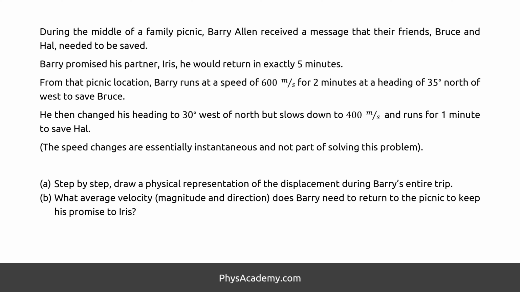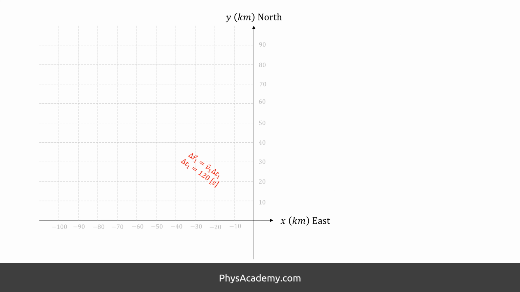Part A, step-by-step draw a physical representation of the displacement during Barry's entire trip. Part B, what average velocity, magnitude and direction does Barry need to return to the picnic to keep his promise to Iris? I'll read through the problem sentence by sentence for Part A, then draw the corresponding vectors.